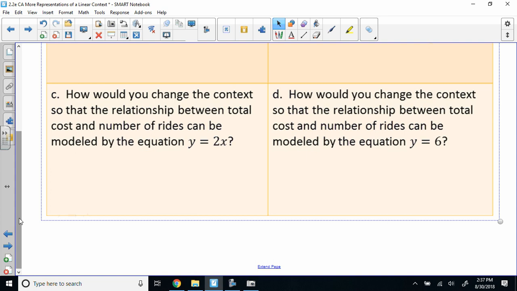Go, Leo. Yeah. Y equals 6 means your only cost is how much? $6. That's exactly right. So, when you see y equals, is there an x there? No, x is the number of rides, right? So, we're not even considering how many rides. You pay $6 and you can ride anything. That's what part D is, right? All right, any questions? All right, flip the page.